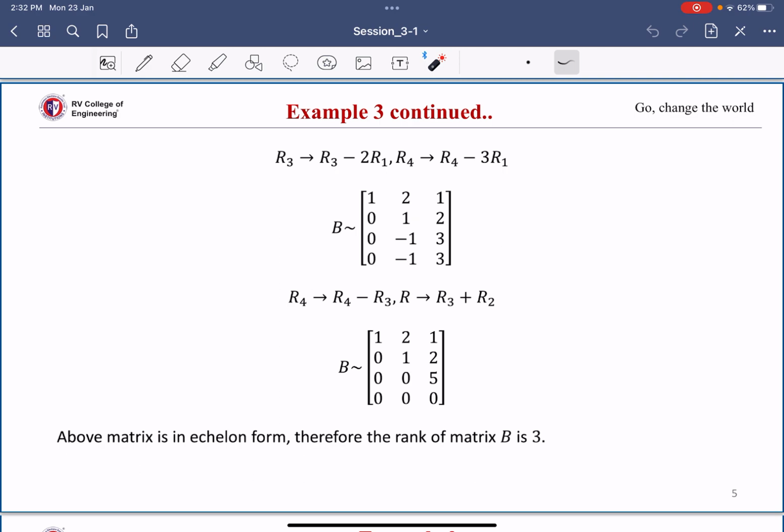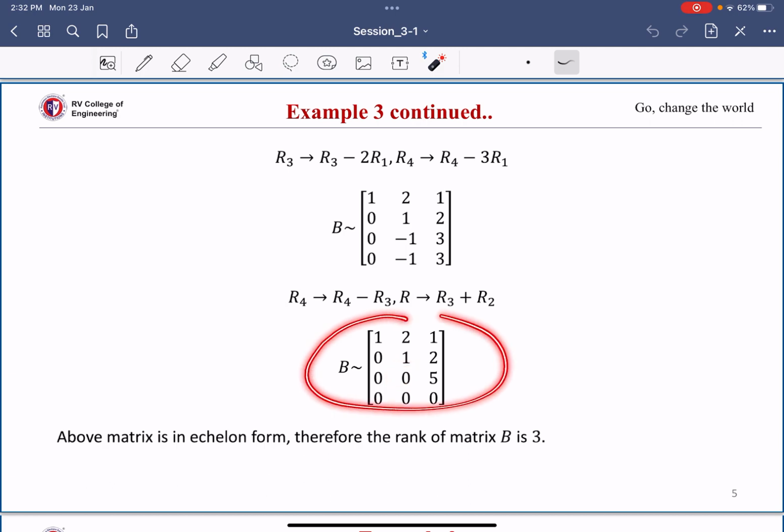So how do we apply the transformation? Since this -1 is in the third row, I need to apply the transformation R3 + R2. So when I apply this R3 + R2, we get -1 + 1 as 0 as well.